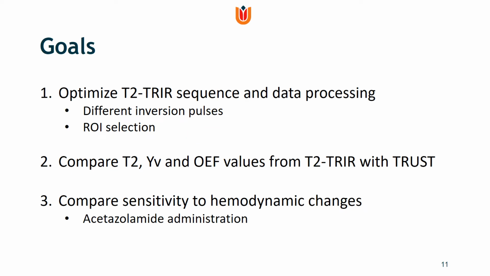The goals of this project were as follows: to optimize the T2 TRIR sequence and data processing. Therefore we used different inversion pulses and came up with a strategy to automatically select an ROI. We also aimed to compare T2, Yv and OEF values from both techniques, and to compare their sensitivity to hemodynamic changes using an acetazolamide challenge.